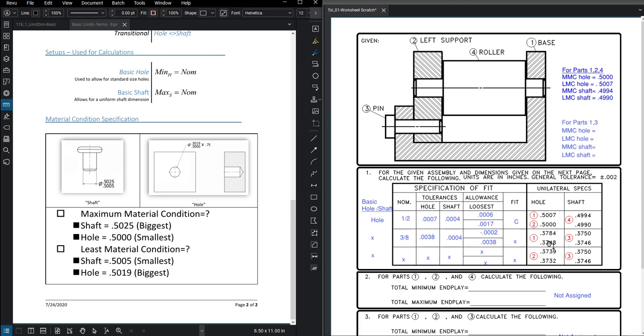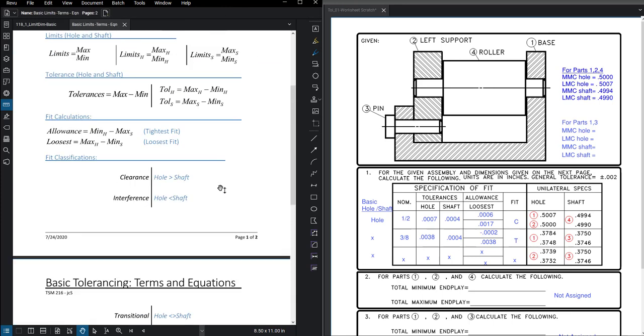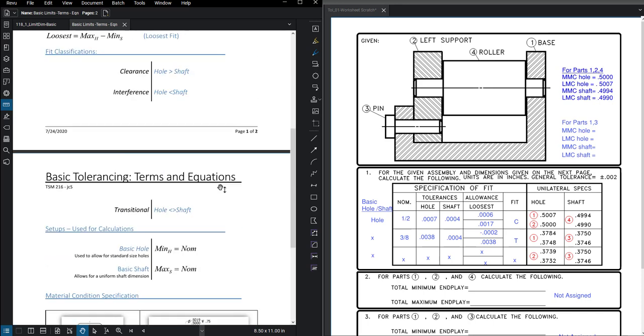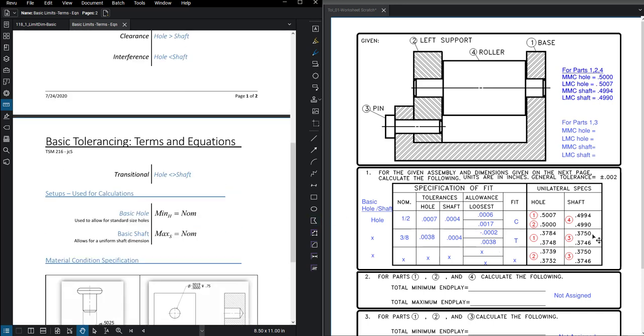Okay, double check. So over here, we look at it. We might have a little bit of interference. We might have a lot of clearance. So that's an example of a transitional fit. Now, the other way to identify that is to note that the 0.375 fits in between here. So the limits overlap. That's a transitional fit. Like before, we were trying to decide here basic hole or basic shaft. In this case, we're noticing that the maximum shaft size is the nominal size. So that tells us that basic shaft calculations were used there.